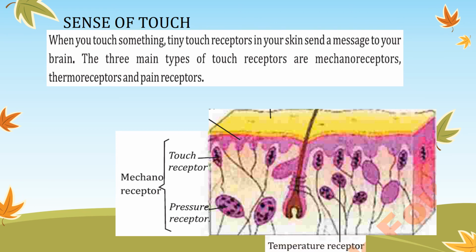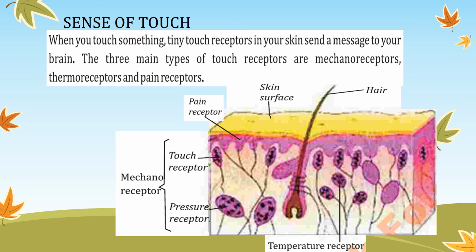The second type of receptors is the temperature receptors. They feel the temperature, whether the substance is hot or cold. It is detected by the thermoreceptors. And the third type of receptors are the pain receptors. I have already told you that when we feel pain, the pain receptors are present, and mostly they are present near our skin. So these different receptors are related to touch or feelings, and they send messages to our brain.